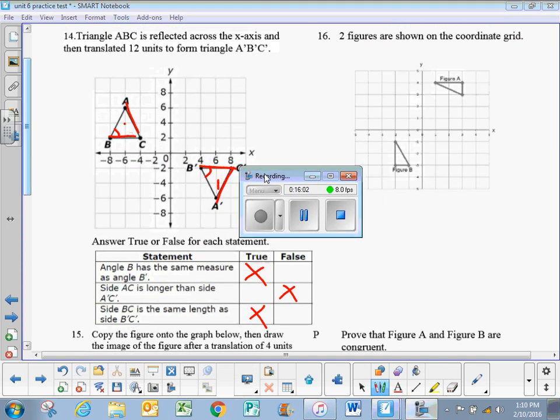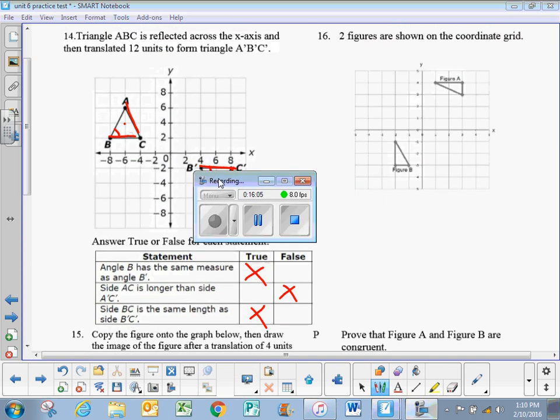Next one. This is a really good problem. I almost guarantee you'll see this on the Smarter Balanced assessment. In three transformations, can you get this and map it onto that? Well, what I would do is I'd rotate about this point first. 1. Rotation, right? 2. I'm going to translate down 5 and over 1, right? So x minus 1 and y minus 5, translation.